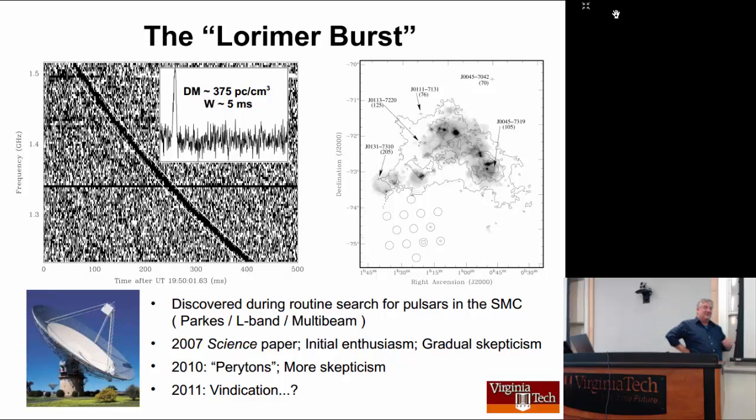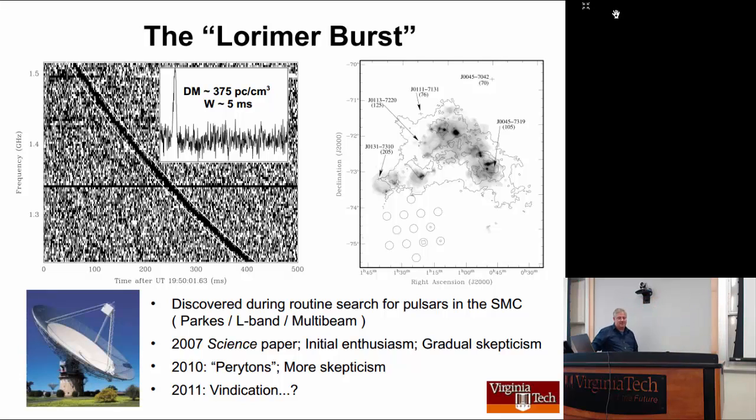Then there were more problems, these things called perytons. I don't know if anybody here knows what a peryton is. A peryton is a mythical creature. It's a winged elk, but the winged elk casts the shadow of a human. So the shadow looks like a different animal than the thing that cast the shadow. So it's an apt analogy of what happens here. A peryton is RFI, interference, which just happens to have a signature that looks like that.